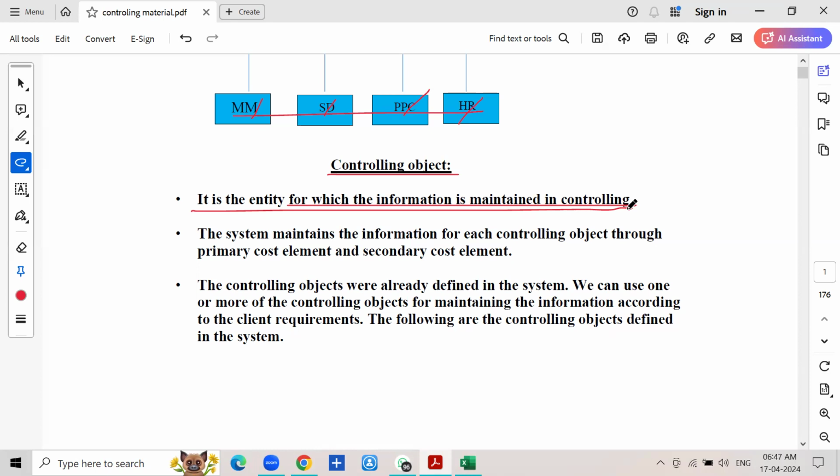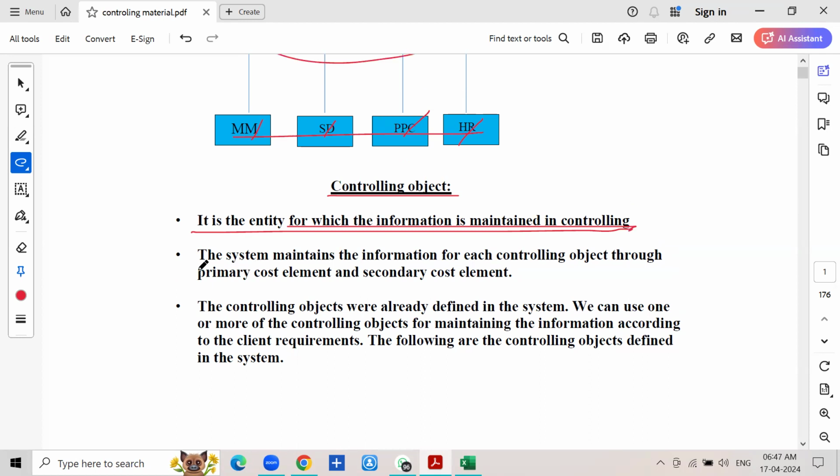I told you, controlling is always concerned with analysis of expenses and revenues, right? That's why in controlling also, there should be something with reference to which the information is maintained, processed, and analyzed. That something is called a controlling object, right? Remember, in controlling, information always refers to information of expenses and revenues, that's it, right? So the system maintains the information for each controlling object through primary cost elements and secondary cost elements.